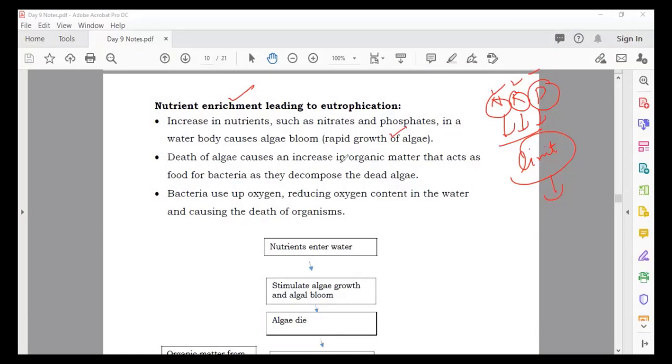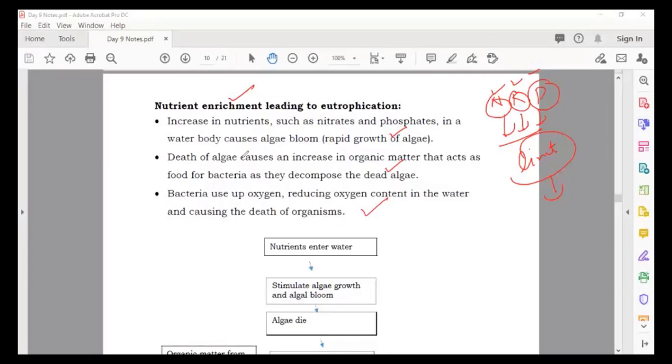So death of algae causes an increase in organic matter that acts as food for bacteria as they decompose the dead algae. Bacteria use up oxygen, reducing the oxygen content in the water and causing the death of organisms. So this is the main reason for that.